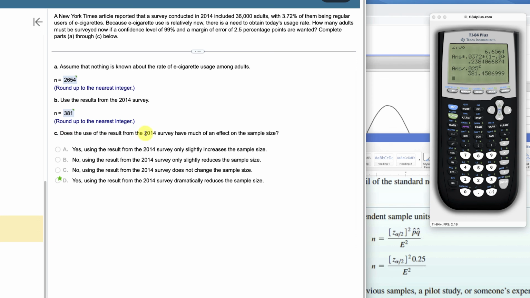Does the use of the result from the 2014 survey have much of an effect on sample size? Yes, it does, right? If you have no information, the sample size is huge. If you do have some information, the sample size is much smaller. The result from the 2014 survey dramatically reduces the sample size. Okay, so that's how you're figuring out n. You're just using these formulas and calculating it out on the calculator. Good luck.